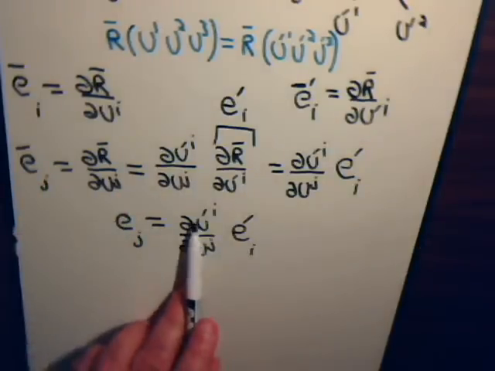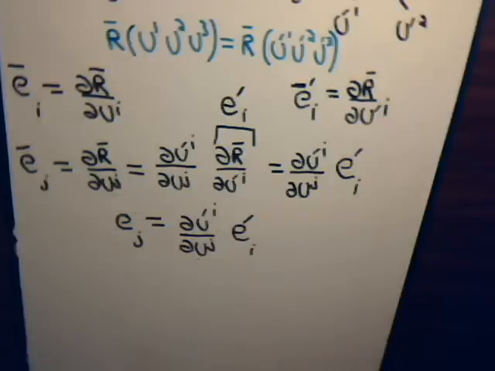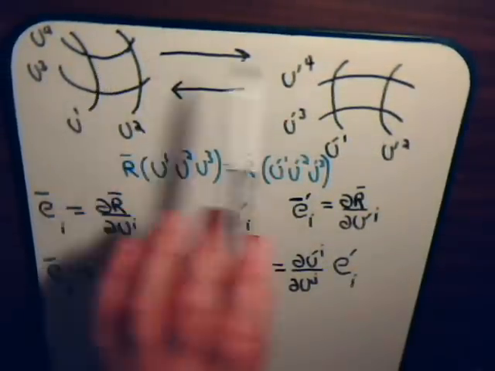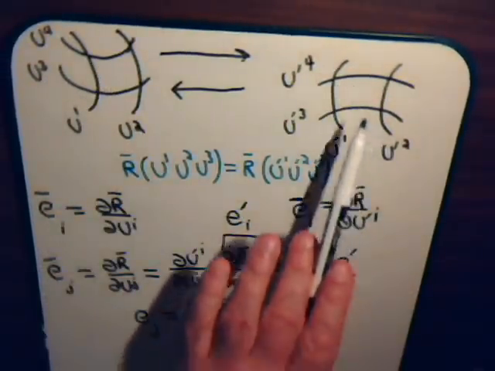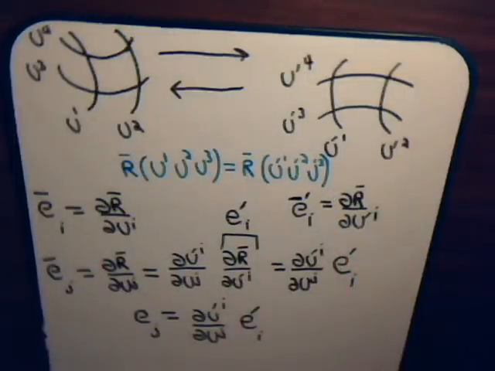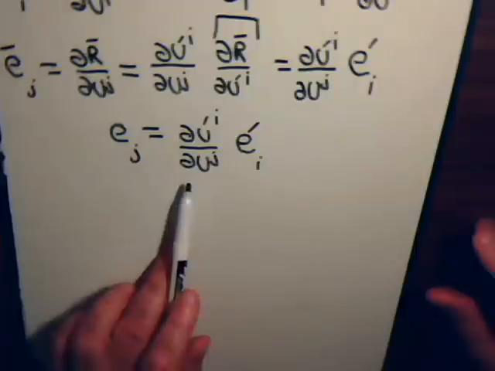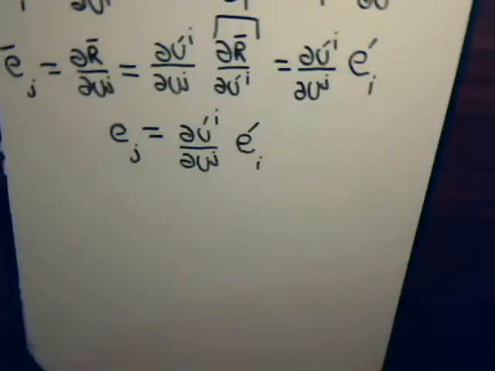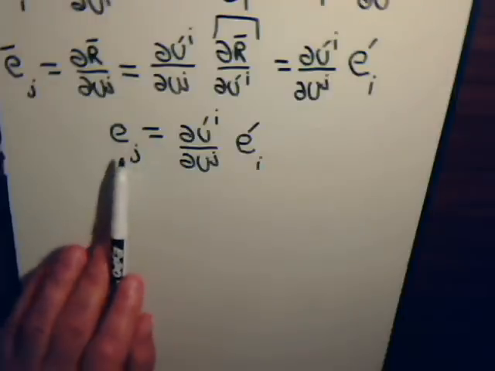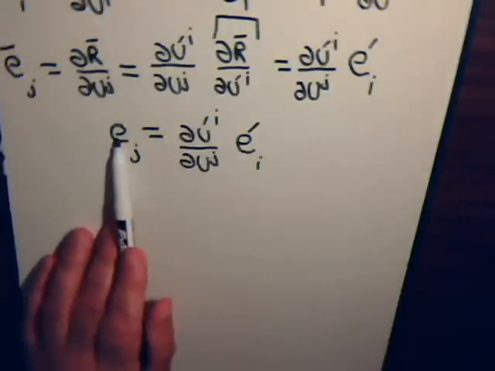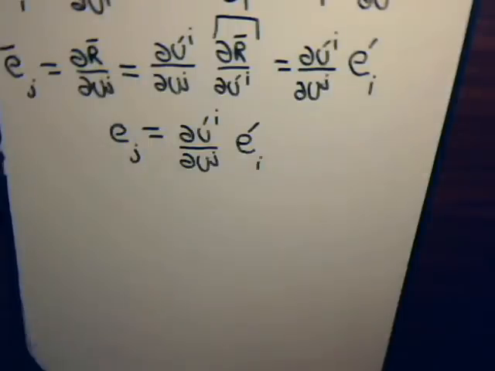And we know how to take these partial derivatives because we know the equations that take us from u to u prime and the equations that take us from u prime to u. So if you know those equations, then you can take these derivatives without any problem. So here then, this tells us that if we know a tangent vector in the prime system, then we know how to find its corresponding tangent vector in the unprimed system.